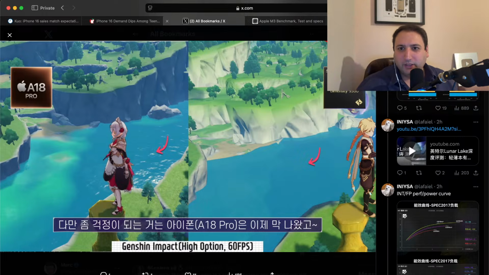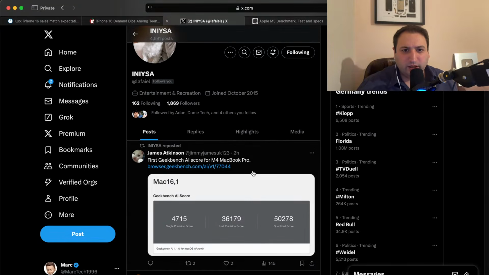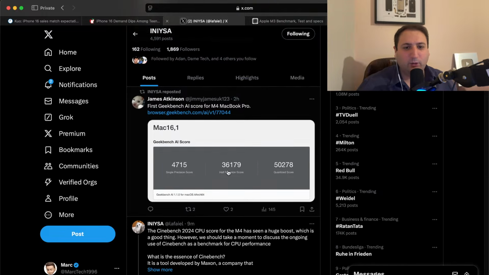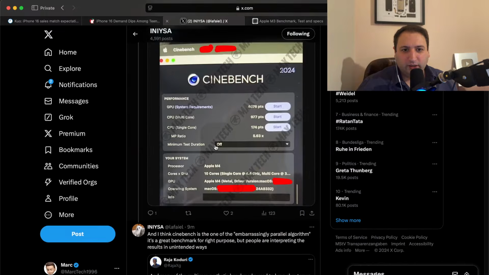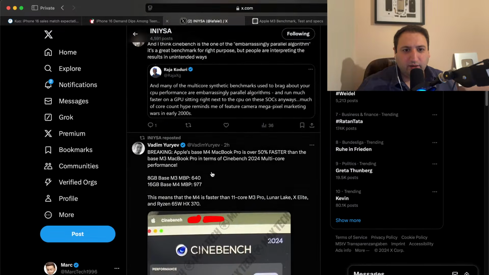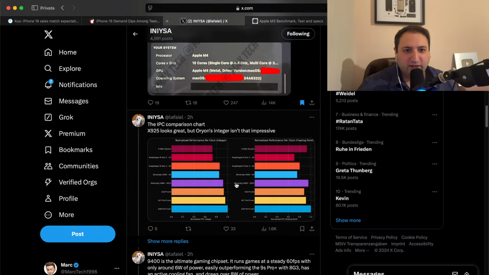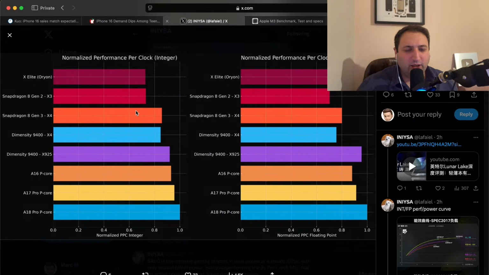So let's see what Raphael has to say. So first, a Geekbench AI score for the M4 MacBook Pro. Thank you for that. Those are very, very interesting numbers. He does retweet MaxTech here, and he does repost the IPC comparison chart. So the Orion here definitely right now is last. A18 Pro is first.